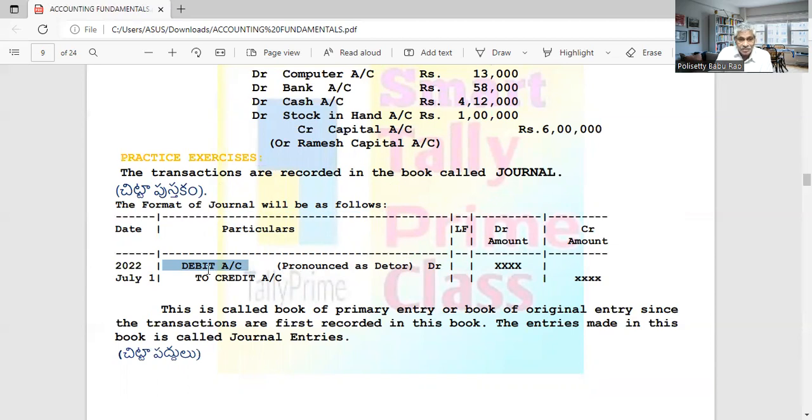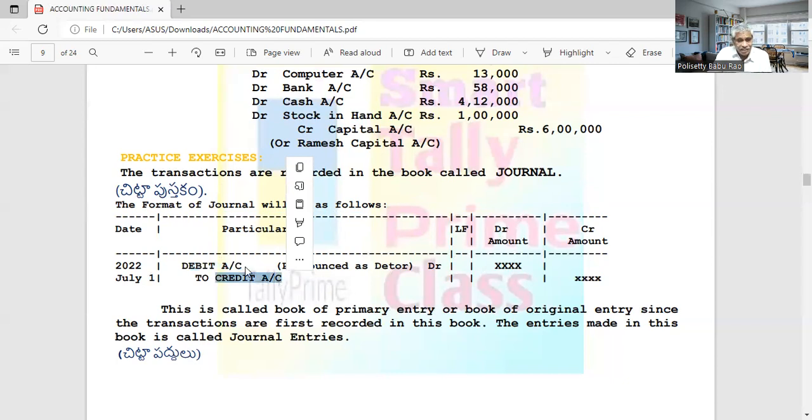So it is pronounced as, for example, cash account, debtor. And the amount of this debit account we write in the debit amount column. So, XX account debtor, for example, 5,000 rupees. Then, on the next line, we leave some space in the beginning, then start with 'To'. 'To' indicates the credit account.